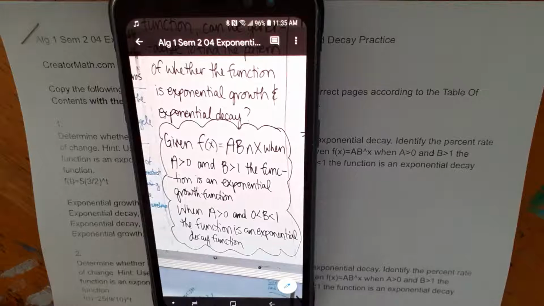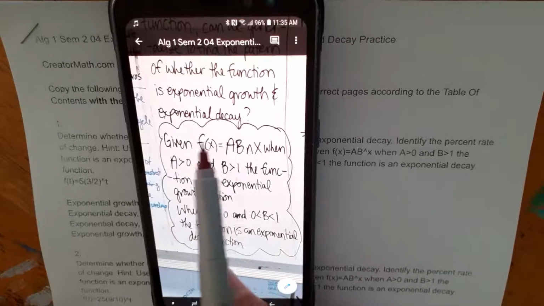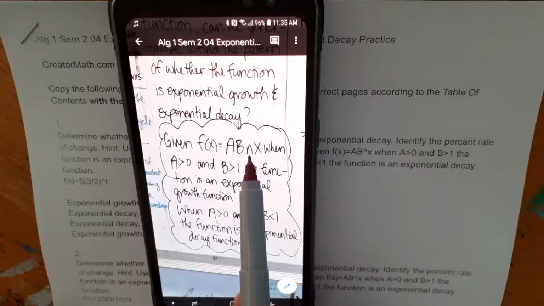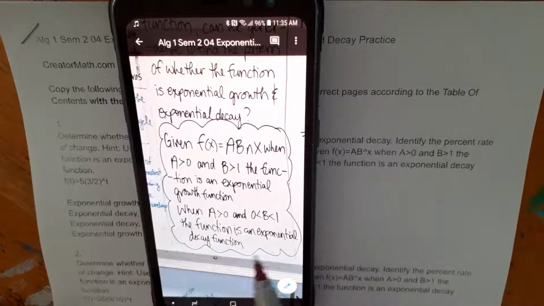So we're going to look at 2 types, an exponential growth and an exponential decay function, and notice that they both have this generic format of a times b to the power x. This is a power symbol, otherwise known as a caret, like you use in English to squeeze something in. It means to raise b to the power x.